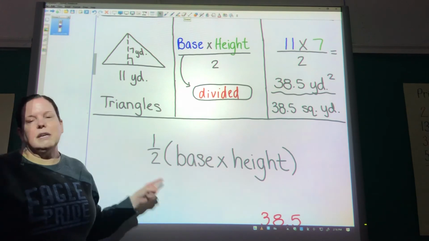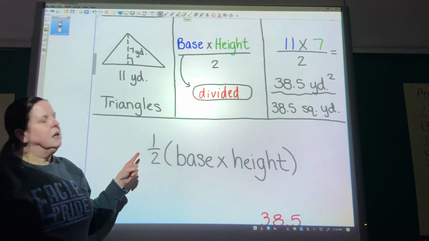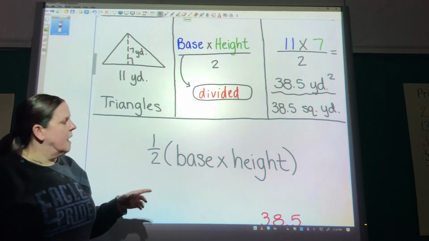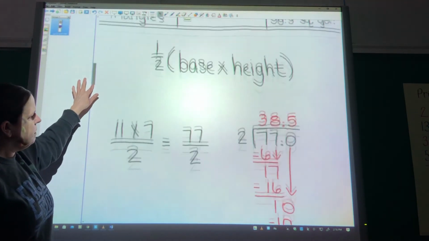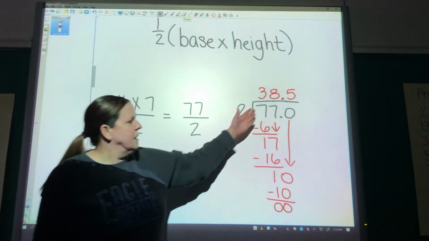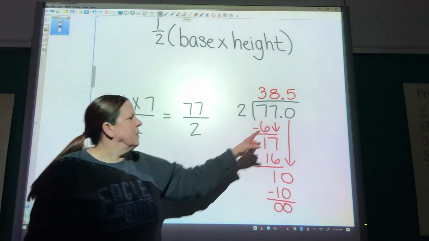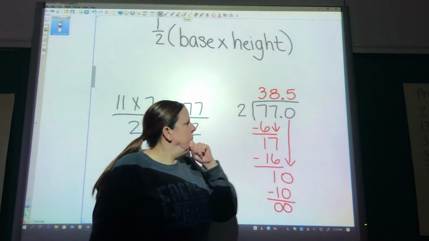But this is the same thing, and you will see it this way on some of your papers, some of your tests, just depending on the company and how they do that. They do mean the same thing. So again, this is how you would do it. This is how it would work out if you have an odd number and you have to put the 0.0. Don't forget to bring that point straight up.